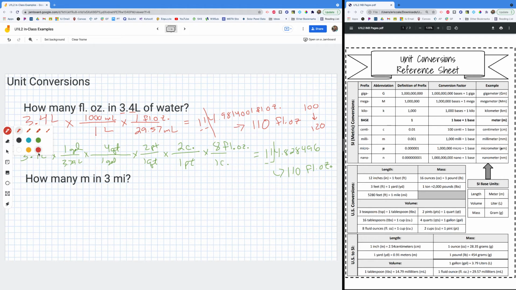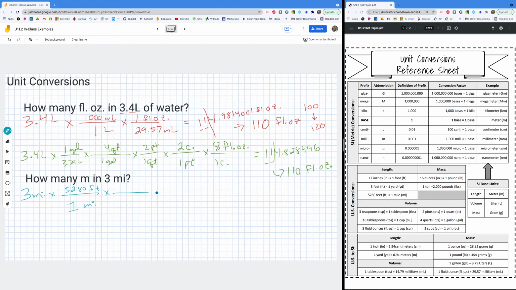Last one, we'll just do this one once. 3 miles to meters. So 3 miles. We're going to start with that. We know we want miles on bottom. The only conversion I have on this whole chart with miles in it is miles to feet. So we might as well just throw that one on there. 1 mile is 5280 feet.